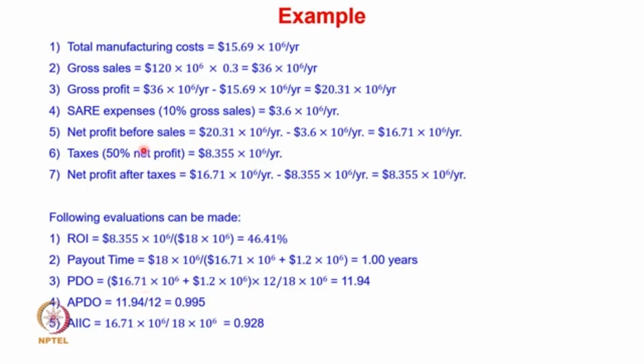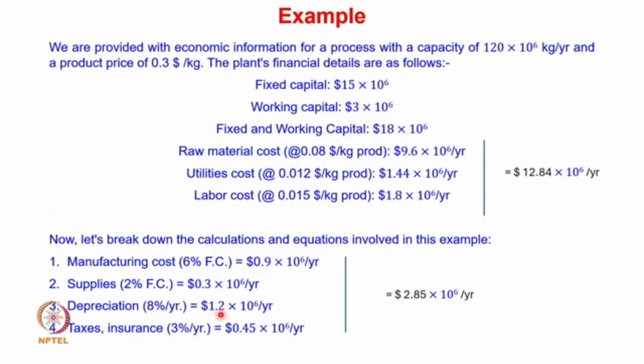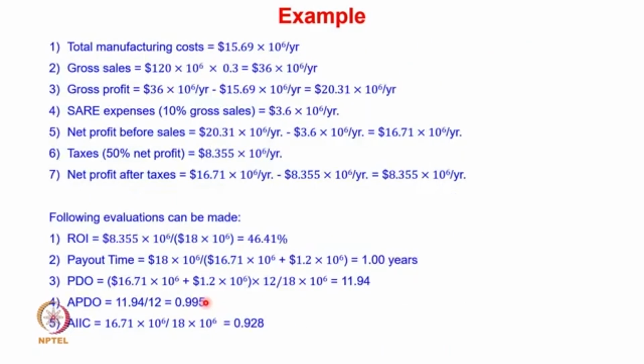So in this case 16.71 is the net profit before taxes per year, isn't it? And remember in this case the depreciation is also there. The depreciation is 1.2 into 10 raised to power 6. So you can see that on the depreciation amount we can claim the tax rebate, so we can add this to the numerator here.